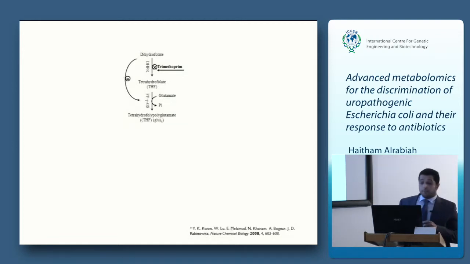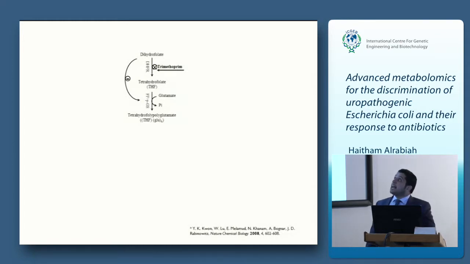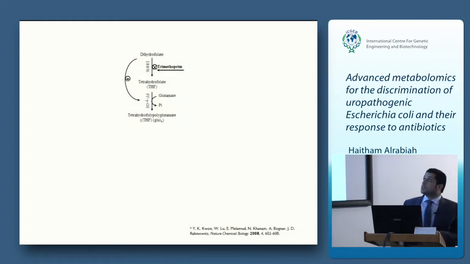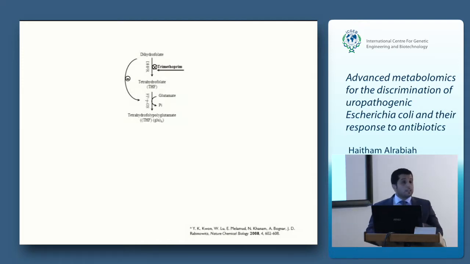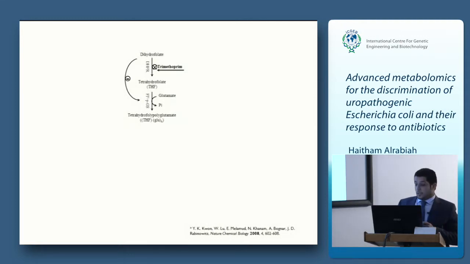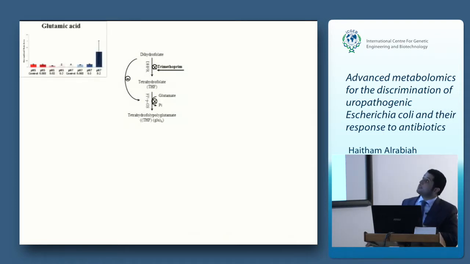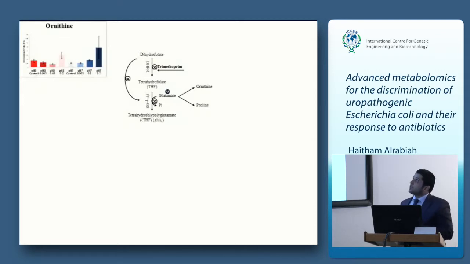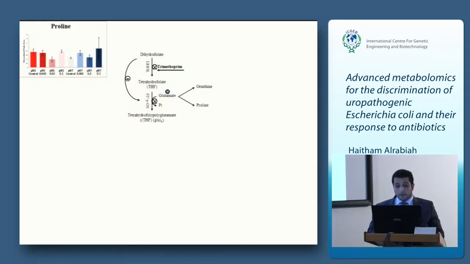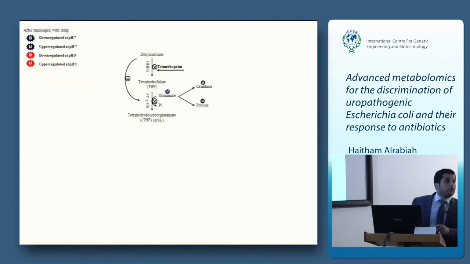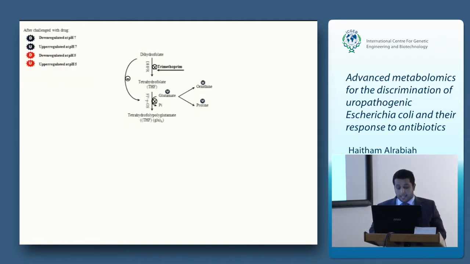Now, it's proved from previous studies that dihydrofolate acts as a competitive inhibitor of polyglutamate synthase. So this will cause an accumulation of glutamate. We expected to see this in our results when the drug is highly active, i.e. at pH 7, and that's what we found: glutamate shows an upregulation when the drug is highly active. Now, glutamate is involved in the biosynthesis of ornithine and proline, both amino acids, which gave the same response as glutamate and were upregulated when the drug is highly active.